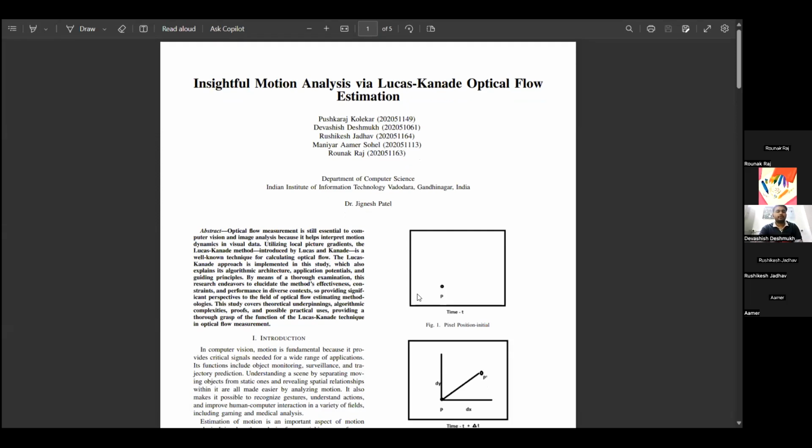So the research paper title is Insightful Motion Analysis via Lucas-Kanade Optical Flow Estimation. The group members are Pushkaraj Kolekar, Devashish Deshmukh, Rushikesh Jadhav, Maniyar, Aamer Sohel, and Rounak Raj.